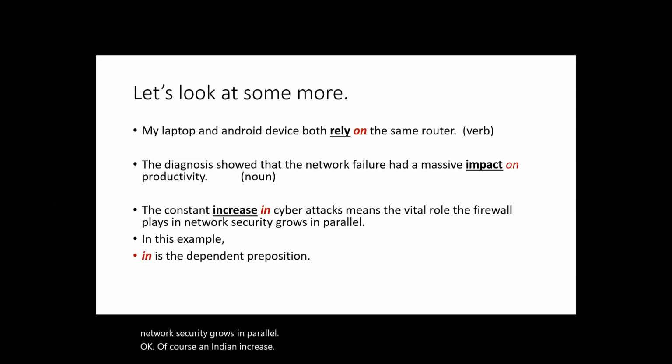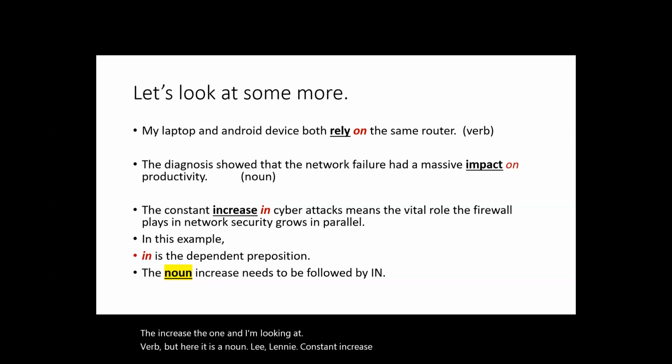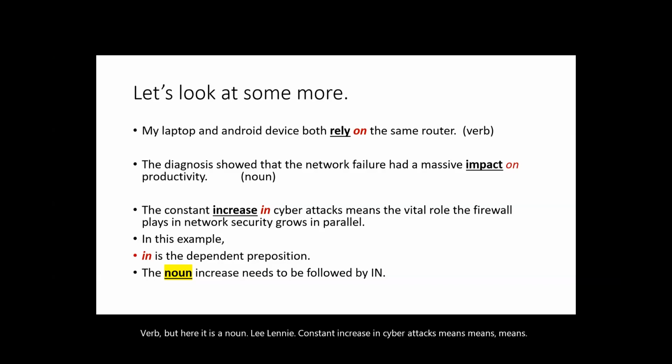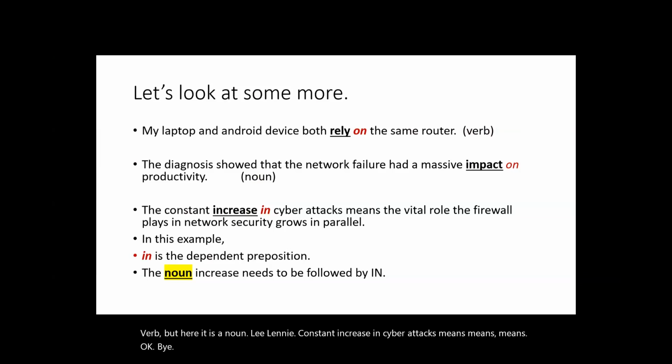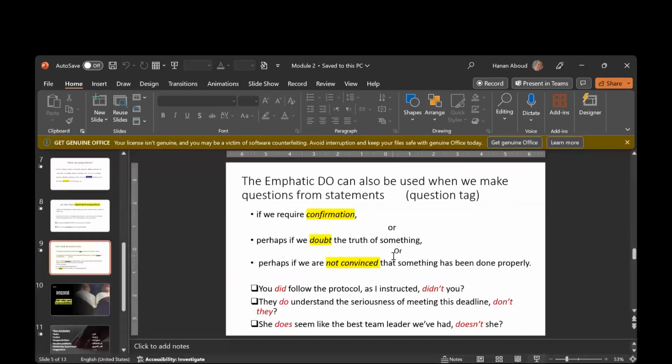Of course, أنا عندي هنا increase. In is the dependent preposition. كلمة increase جاية هنا noun اسم, the increase. طبعا أنا ممكن أستخدمها noun ممكن أستخدمها verb but here it is a noun. ليه؟ لأن عندي constant increase in cyber attacks means. يبقى فين الverb؟ means. برافو عليكم. So this is the second grammar lesson. Let's practice.